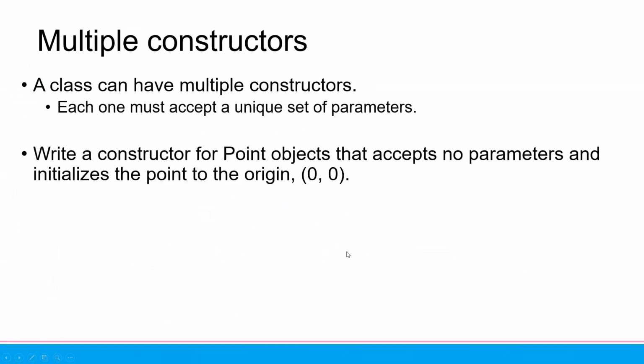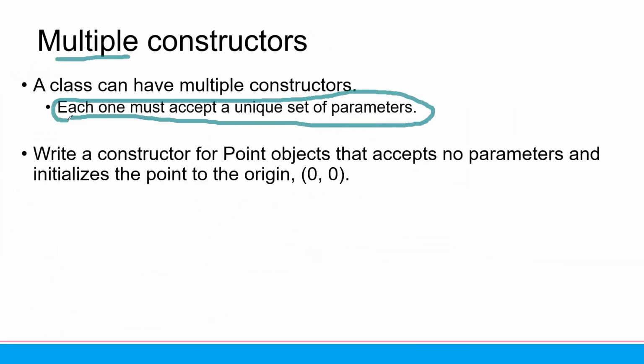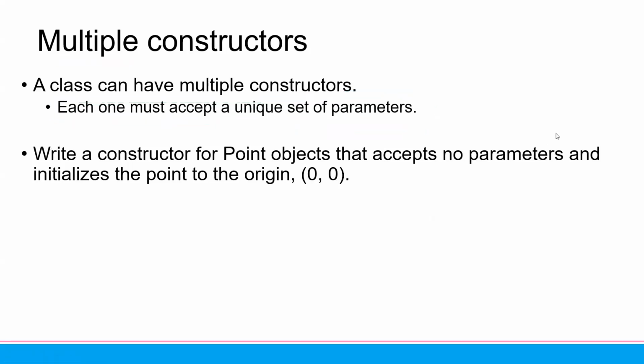A class can have multiple constructors. Multiple means many constructors. Each one must accept a unique set of parameters. Okay. So this is the same with a method. When you describe a method, you need to have a unique set of parameters. Now, there is a problem here. Write a constructor for Point objects that accepts no parameters and initializes the point to the origin.